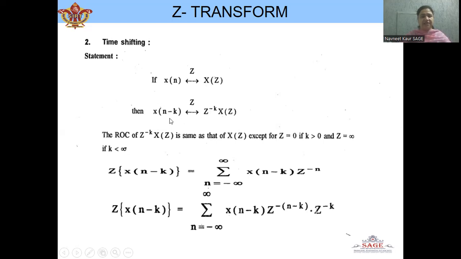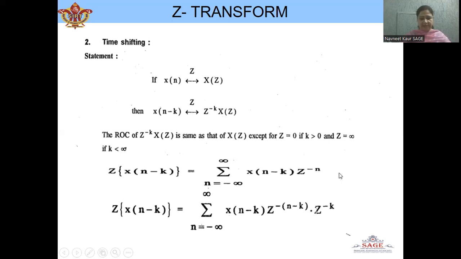which is the Z transform of x(n minus k). Now writing the formula of Z transform, n equal to minus infinity to infinity, signal and z raised to power minus n. Here the signal is x(n minus k), so I have written x(n minus k) in place of the signal. Now here I can manipulate the term. What I have done, I have multiplied this term with z raised to power k and z raised to power minus k. We know z raised to power k and z raised to power minus k, this product gives 1.